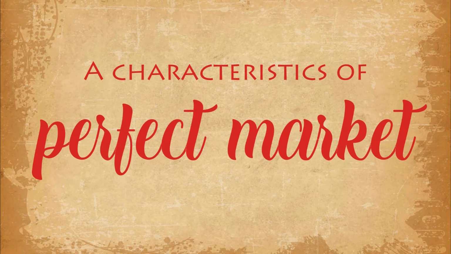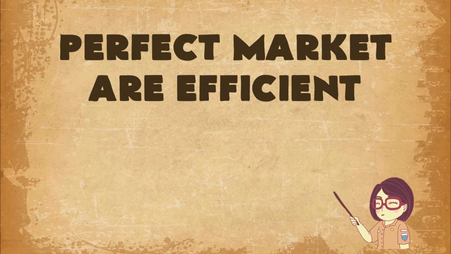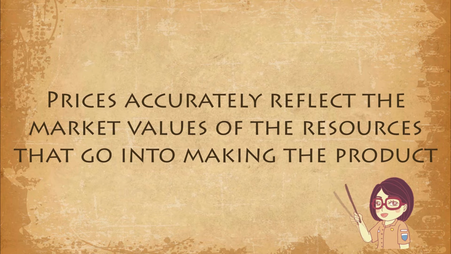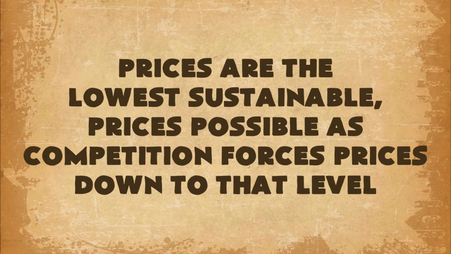The characteristics of a perfect market: Perfect markets are efficient. Individual firms do not control market price and must use their resources efficiently in order to make a profit. Prices accurately reflect the market values of the resources that go into making the product. Prices are the lowest sustainable price possible, as competition forces prices down to that level.